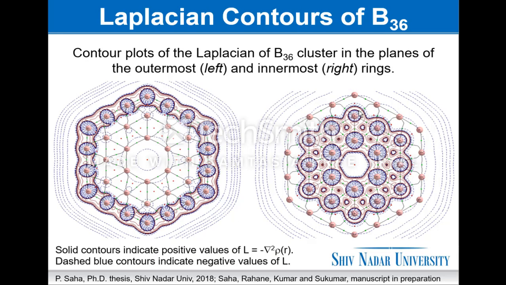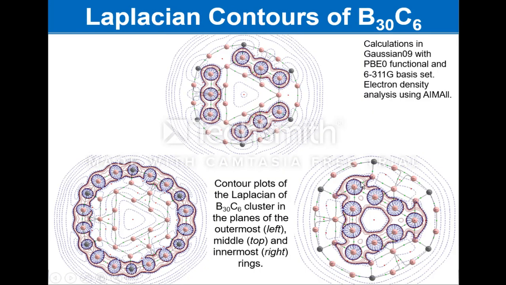Laplacian contours of the B36 cluster are shown here in the planes of the outermost ring and the innermost ring, showing covalent bonding along the outer ring and multicenter bonding between the different rings. Here we see the Laplacian contours of the doped B30C6 cluster in the plane of the outermost, the middle, and the innermost rings. The symmetry breaking and out-of-plane distortion are evident, with covalent bonding along the outer rim and within chains in a plane.